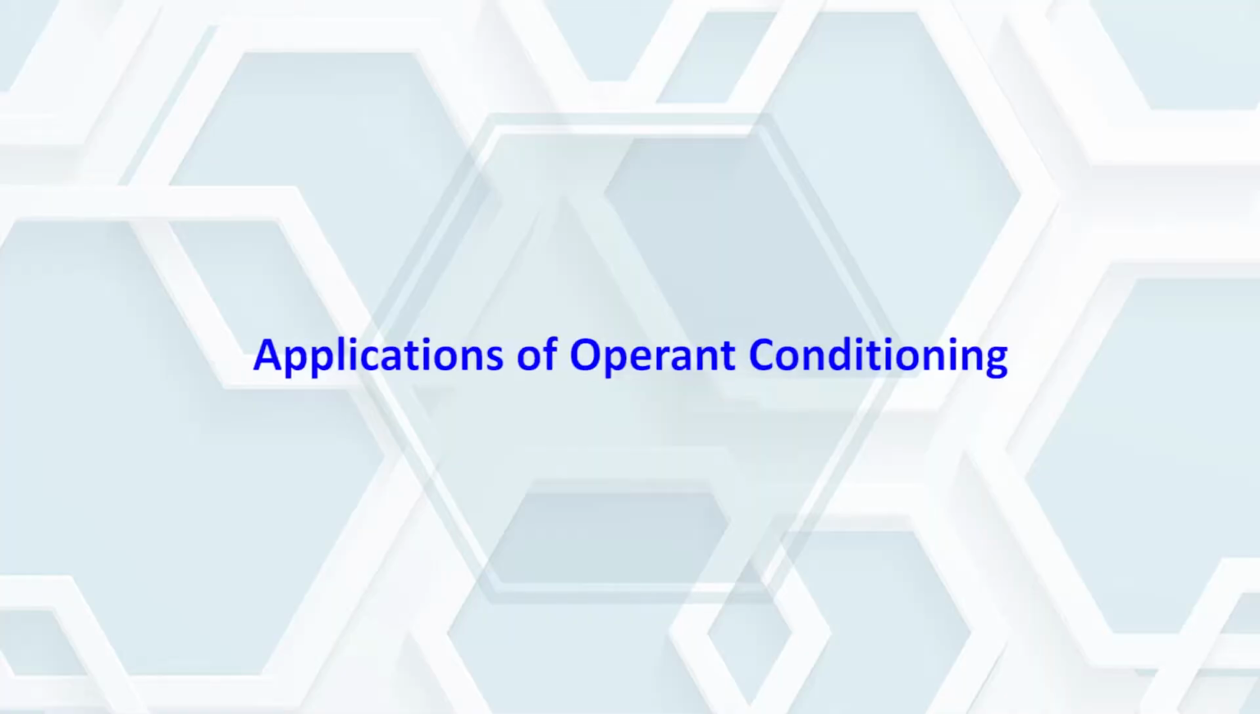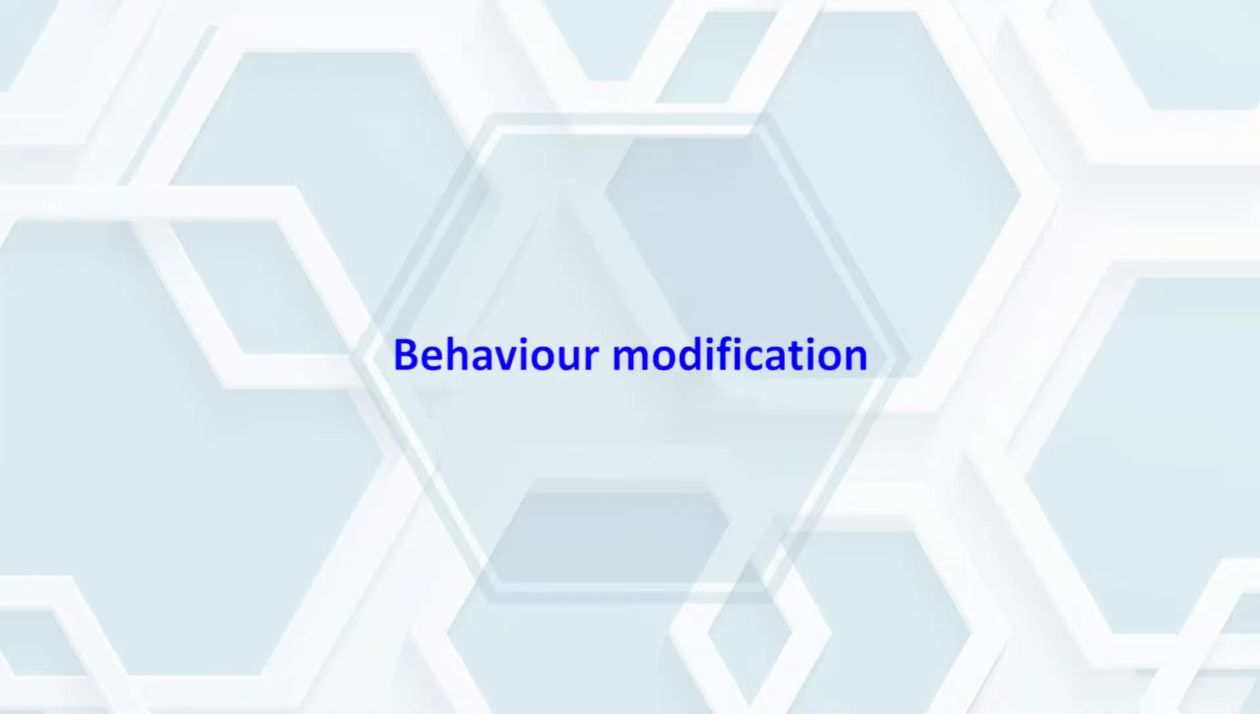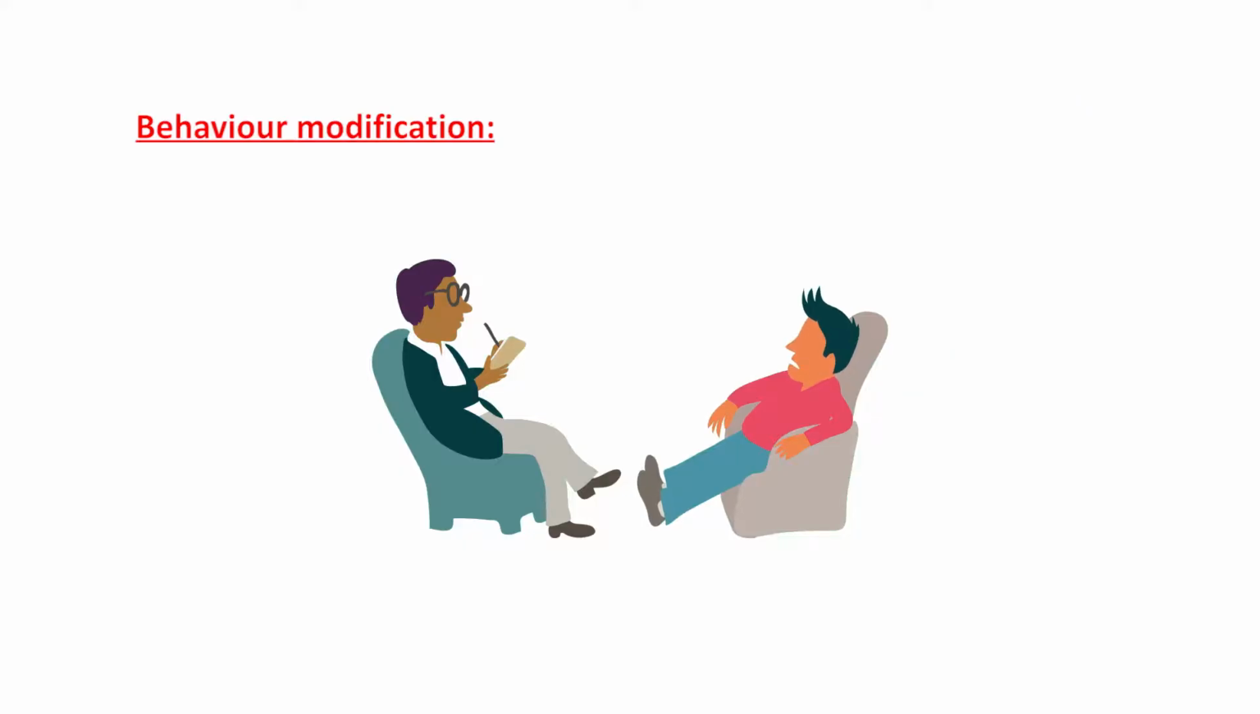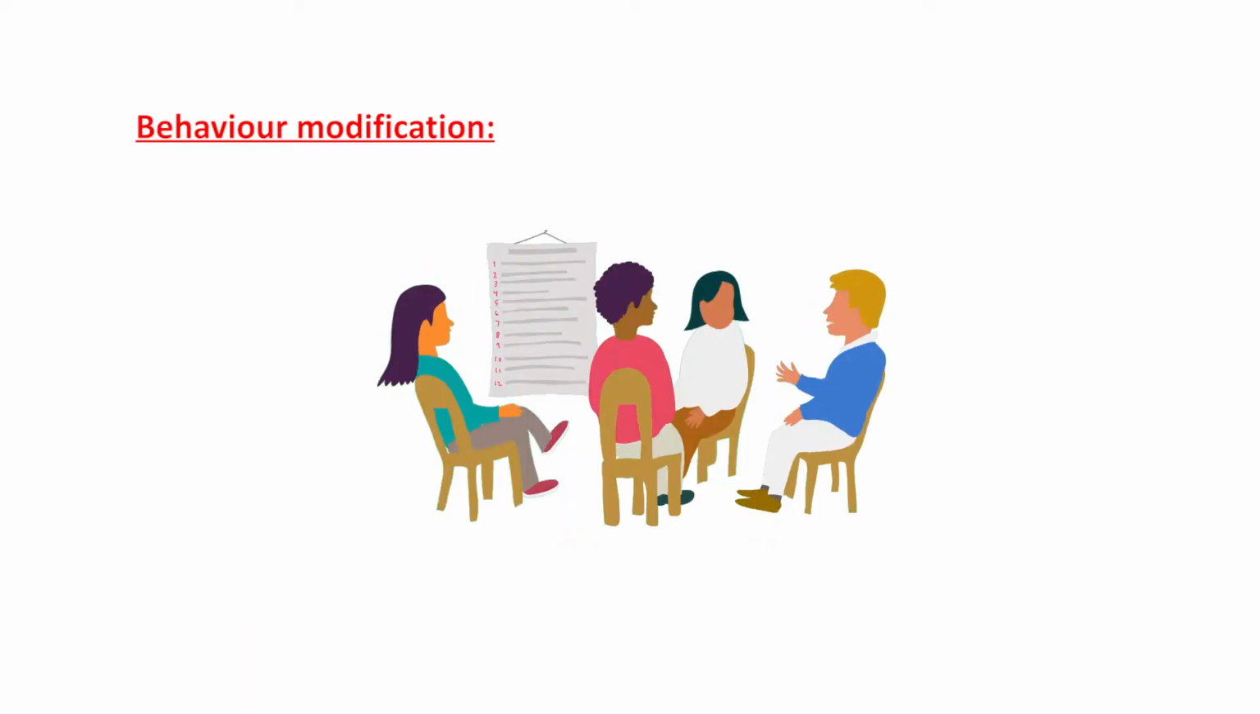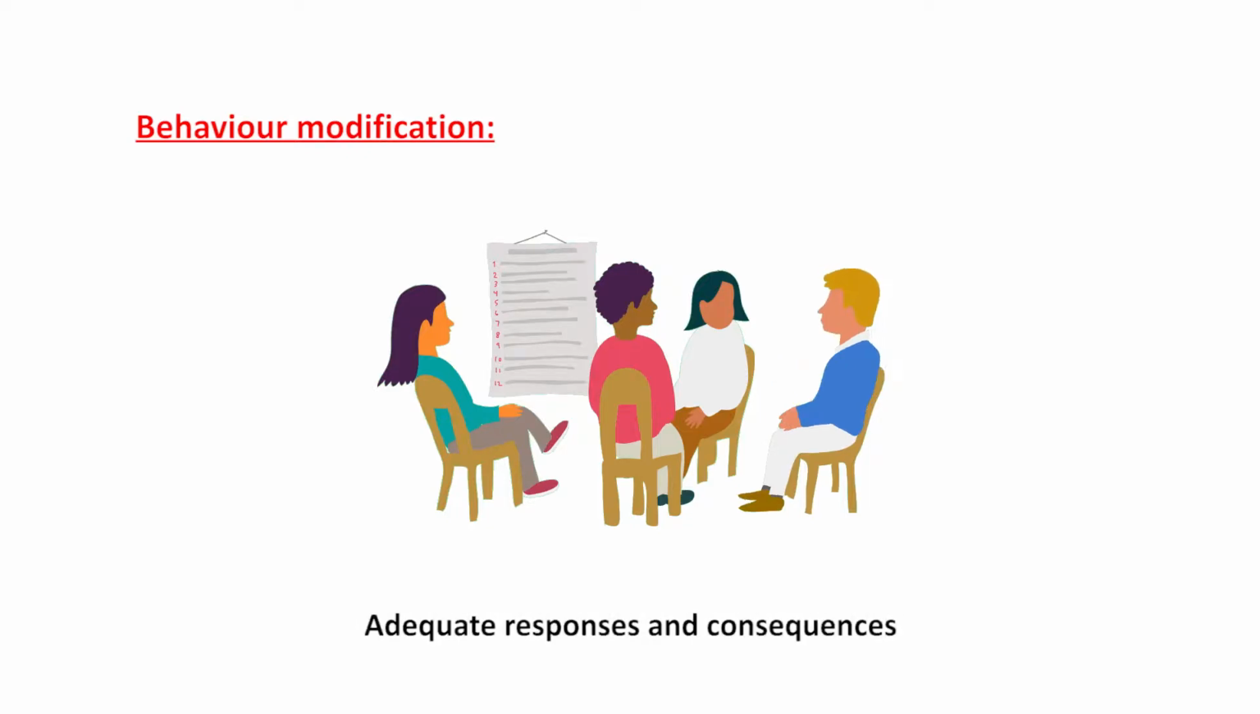But how do you apply operant conditioning to real life setting? The major applications of operant conditioning in our daily lives are, the first one is behavior modification. Researchers of behavior modification consider that many emotional and behavioral problems are caused by inadequate, inappropriate responses and consequences. Operant conditioning gains significance by inducing a change towards the desired behavior with adequate responses and consequences.